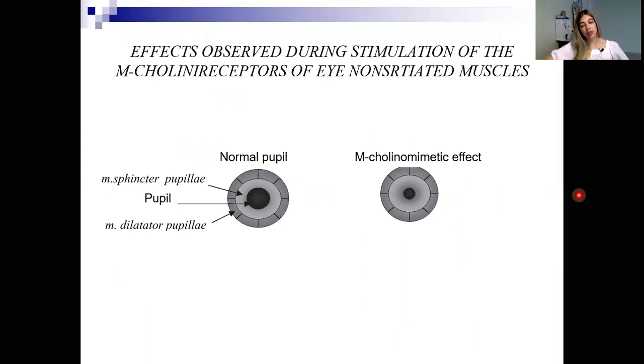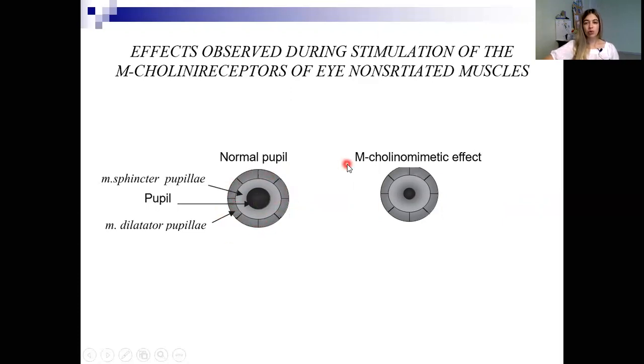Well, what is the interesting thing about the cholinereceptors of the eye? We have a big therapeutic effect using the cholinergic drugs for the eye. Okay, let's see firstly what do we have here. In the normal pupil, we have the musculus sphincter pupillae and musculus dilatator pupillae. So they are relaxed and they have no effect on the pupil, and it stays normal. So you can see this picture.